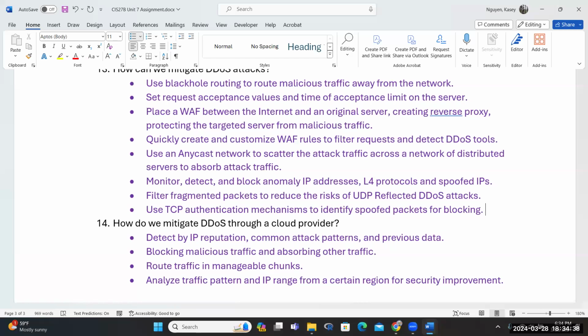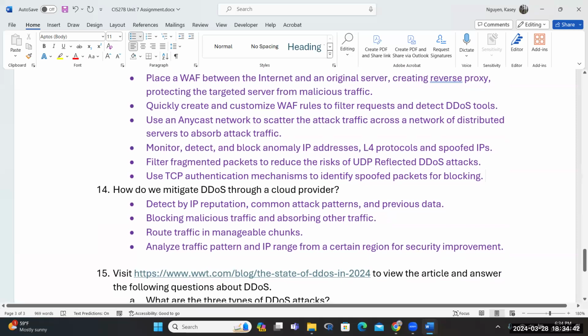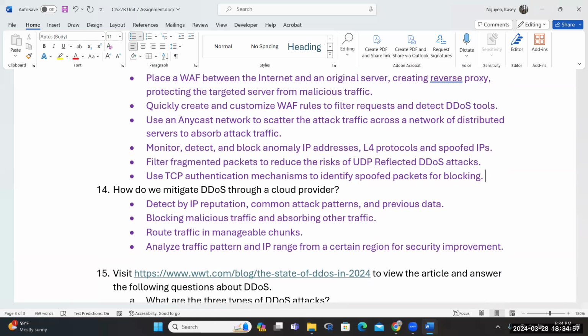And then with that, because we're looking at IP and IP range, we can analyze the pattern and the IP range from a certain location, like a physical geolocation of the world, or a certain logical location, which is systems, for security improvement.